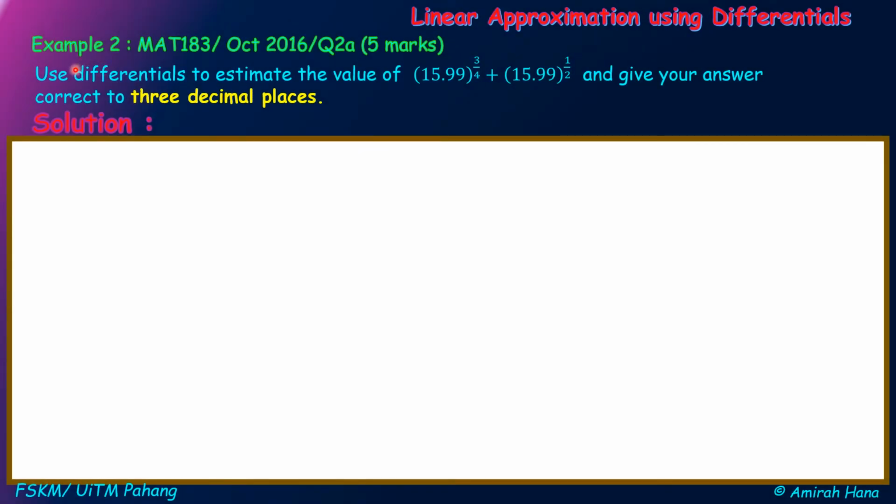Alright, now we continue with example 2 from previous semester papers, October 2016, question 2A, 5 marks, under linear approximation using differentials. Use differentials to estimate the value of 15.99 to the power of 3 over 4 plus 15.99 to the power of half, and give your answer correct to 3 decimal places.